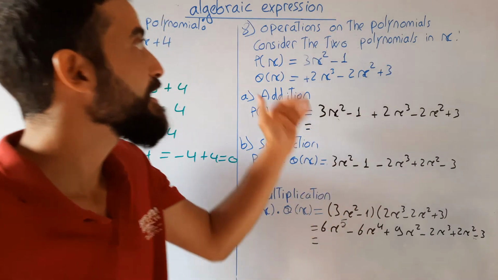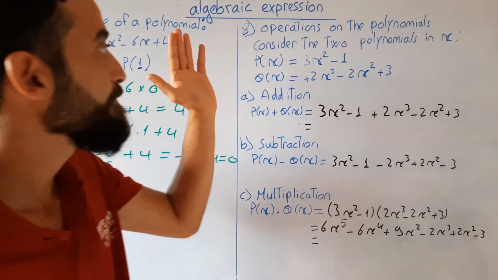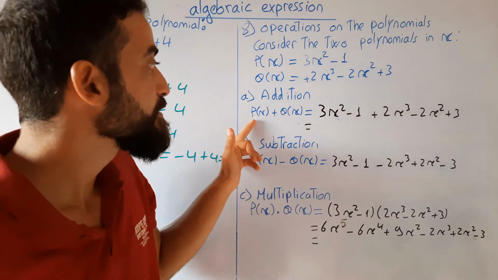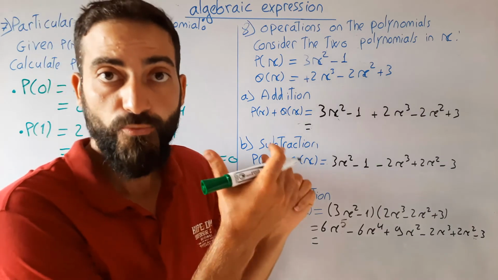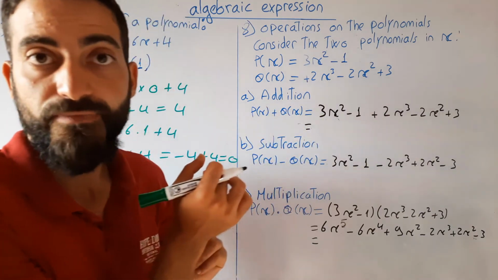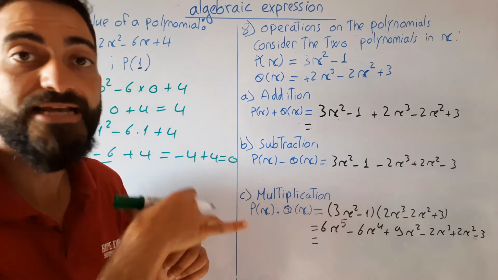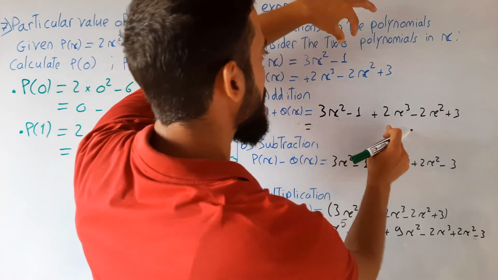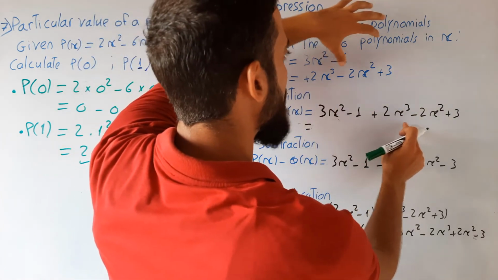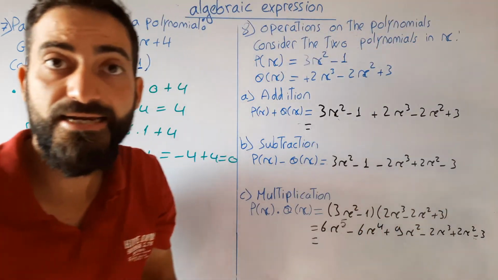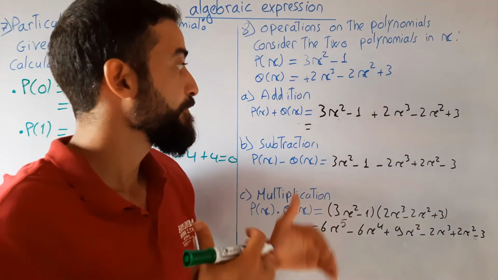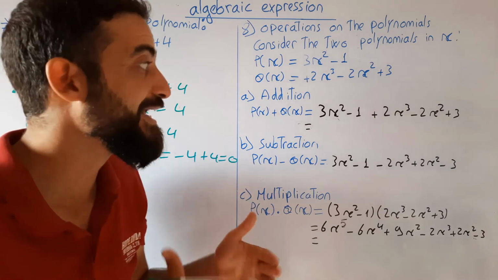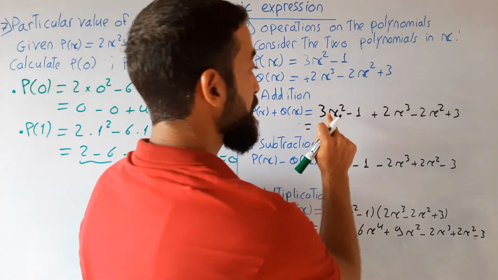Operations of polynomials. Consider the two polynomials in x, P(x) and Q(x). Addition: to add the two polynomials, we write them one after the other, keeping the signs of all the terms. So P(x) equals 3x^2 minus 1, Q(x) equals 2x^3 minus 2x^2 plus 3. We reduce, if possible, the like terms.